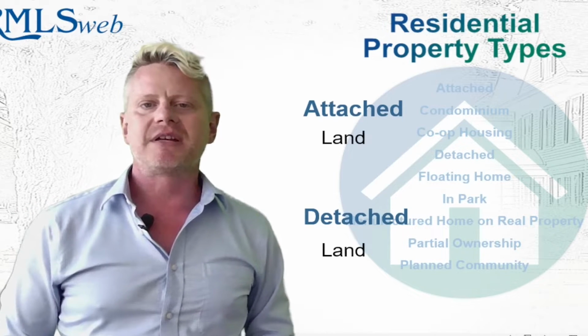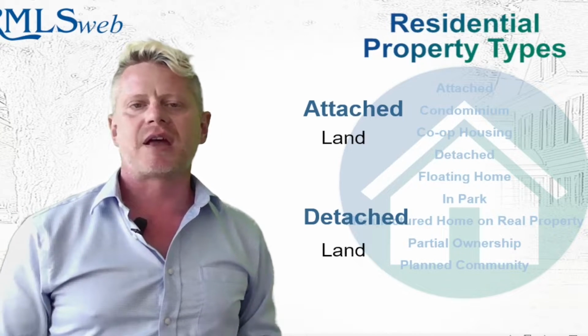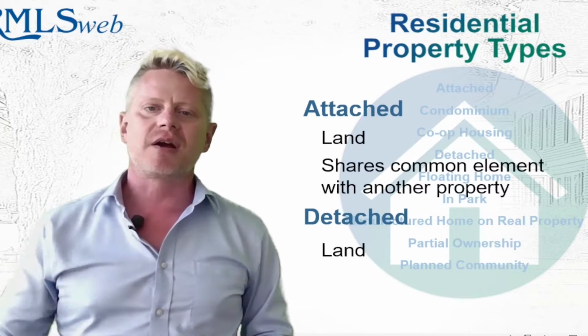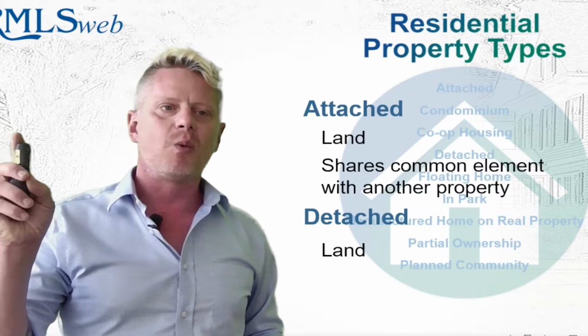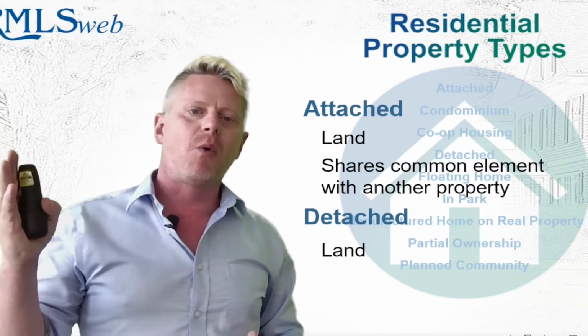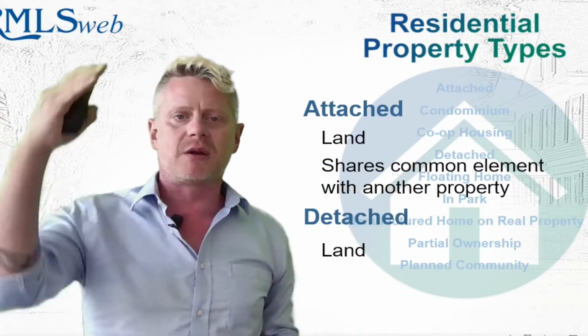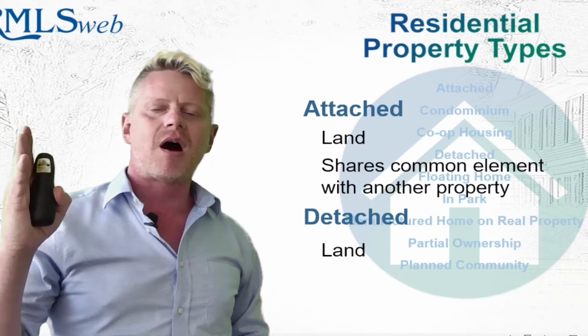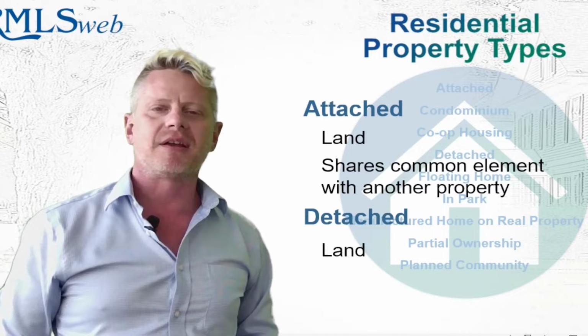Both of these property types include land in this transaction. However, the big difference between them is attached properties share at least one common element with another property. It could be a wall, it could be a ceiling, it could be two walls, it could be a ceiling and a wall, whatever the case may be, it shares at least one common element with another property.